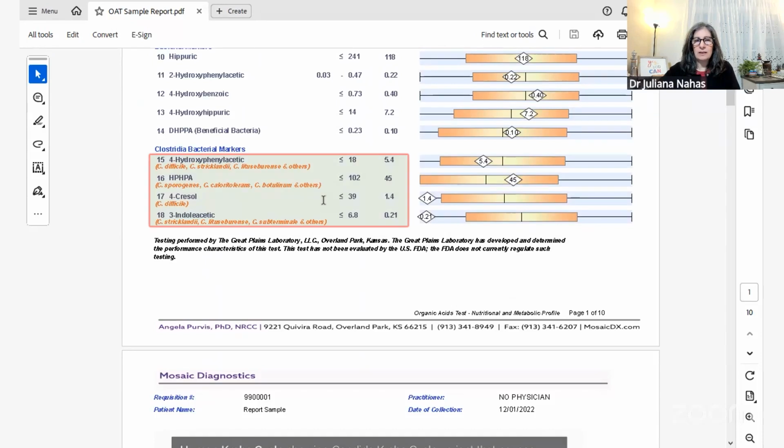And that's why I like this test, because it's really the only patented test on the market that looks at these markers specifically. The Genova test, for example, does not look at these specific markers. It looks at other Clostridial markers.